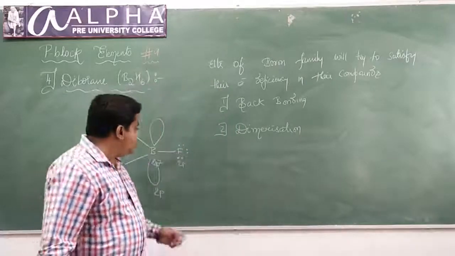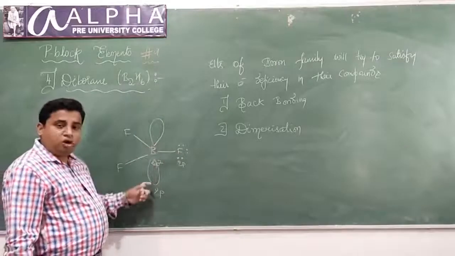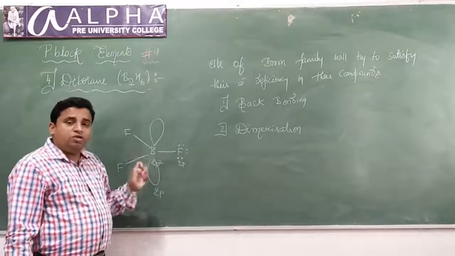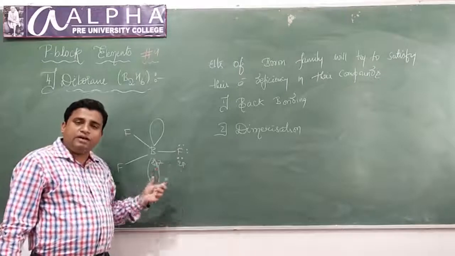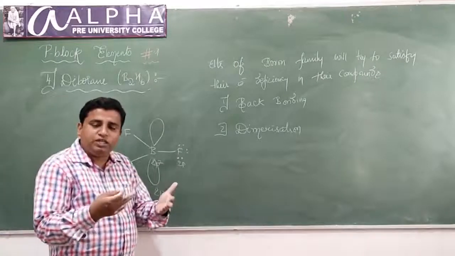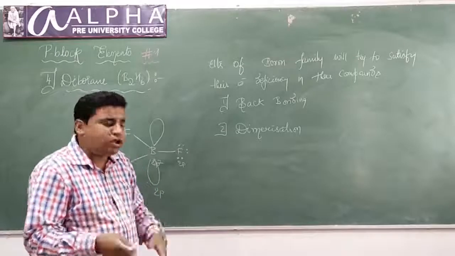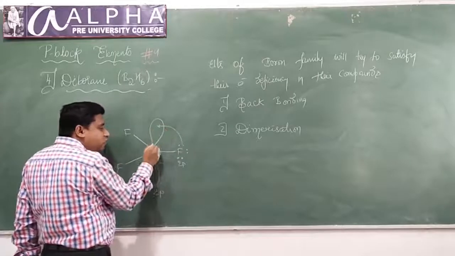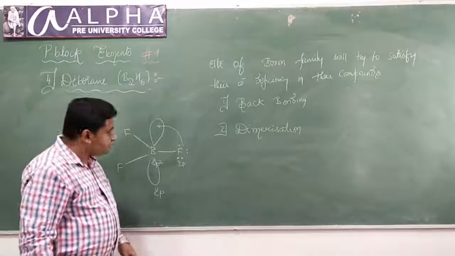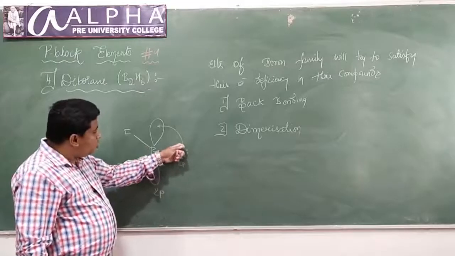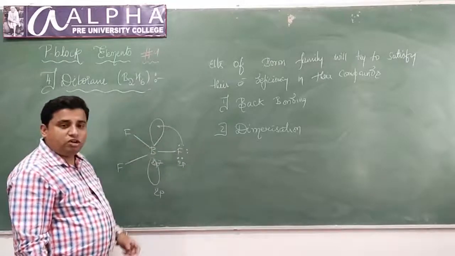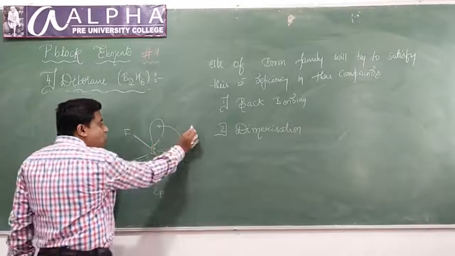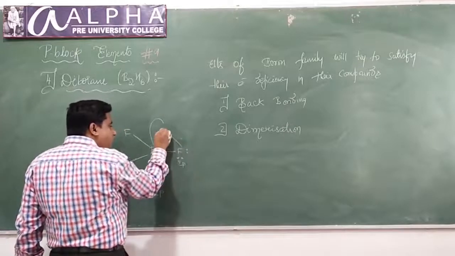So here there is a vacant 2p orbital of boron, and there are lone pairs of electrons in the 2p orbital of fluorine. We know 2p orbitals have the same energy. Since they have the same energy, the extent of overlapping will be more. Hence, I can say that fluorine will transfer its lone pair of electrons to the vacant orbital of boron. When fluorine transfers its lone pair of electrons to the vacant orbital of boron, it is going to form a coordinate bond.